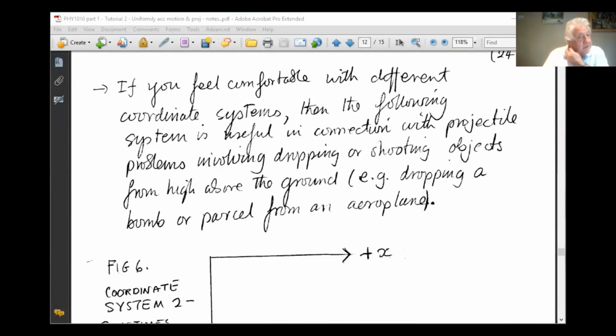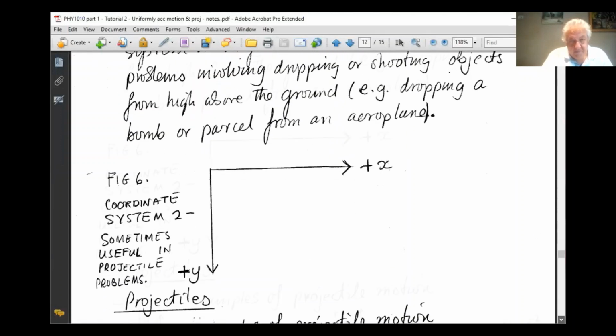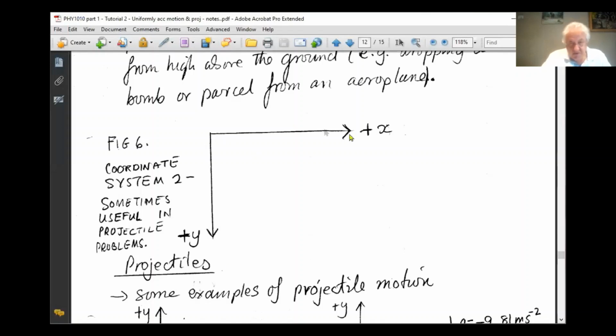If you are comfortable with coordinate systems, then you may prefer to use this definition of directions. For example, in projectile problems, if you have an aeroplane and you're dropping an object from an aeroplane, it's sometimes easier to define your coordinate system like this. So if you're dropping an object from a high place, again, if you're not very comfortable with coordinate systems, then just use the common one, system 1, that I defined in the previous page. Otherwise, you can also use system 2 sometimes.